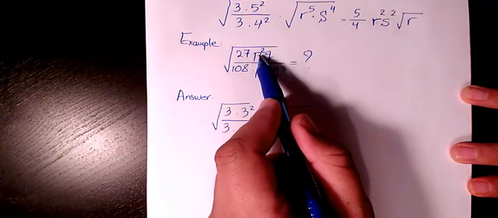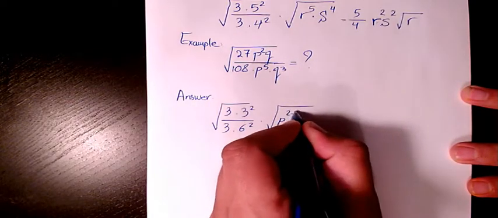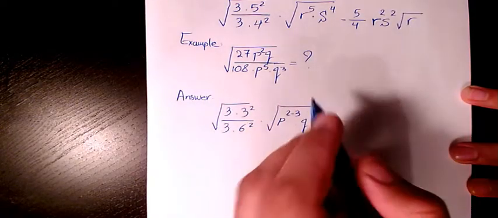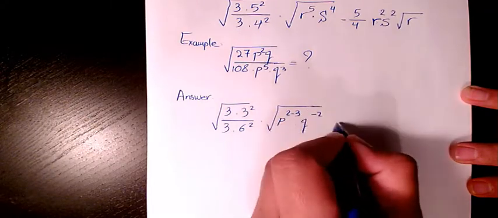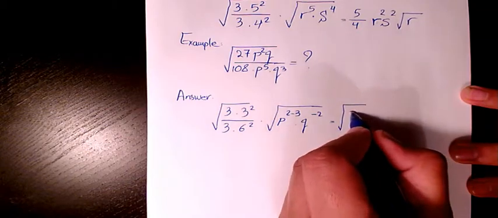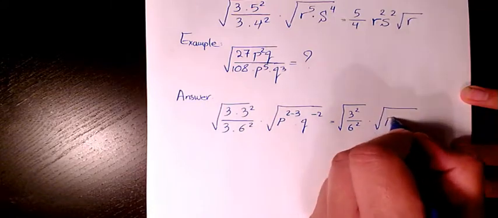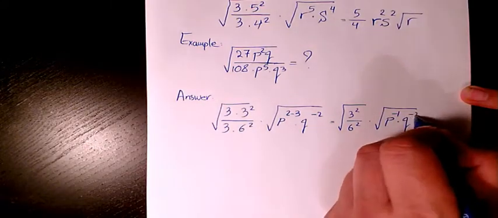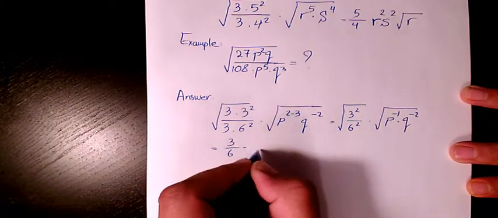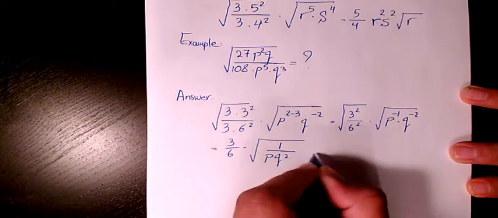The square root of p to the power of 2 divided by p to the power of 5 will be p to the power of 2 minus 3, times q to the power of 1 divided by q to the power of 3, which is going to be negative 2. The 3 and 3 cancel out. The square root of 3 squared divided by 6 squared, times the square root of p to the power of negative 1 q to the power of negative 2, which will be 3 over 6 times the square root of 1 over p q squared.